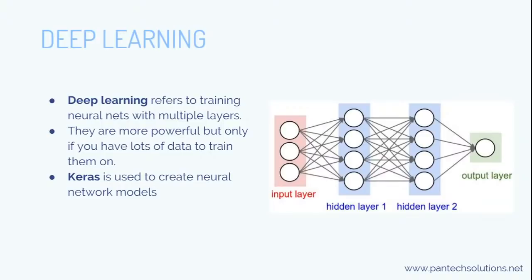You need to draw those layers. Like the input layer has three inputs, the hidden layer has 4, and another hidden layer has 4. Like that you need to build them. To build the neural network algorithm, we need some APIs. Those APIs are called Keras. Keras is used to create a neural network model.